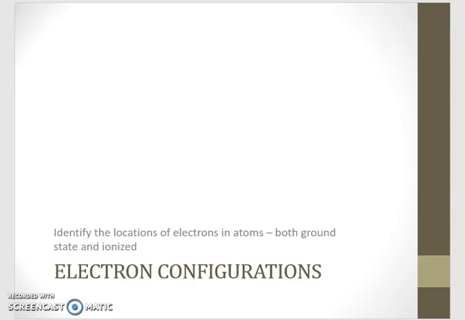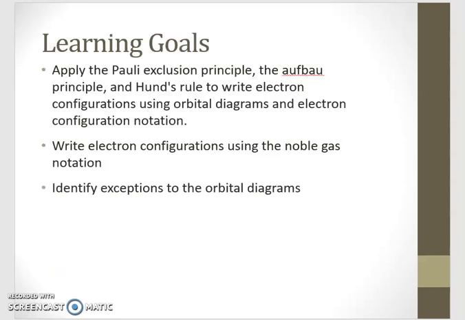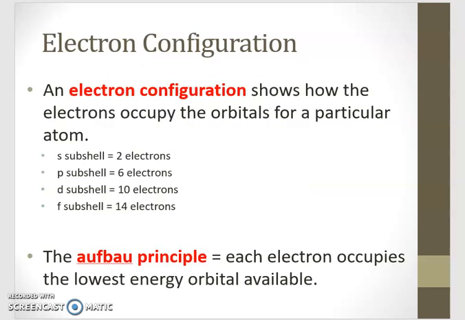Alright, so let's take a look at and summarize some information about making electron configurations. We will take a look at the Pauli exclusion principle, the Aufbau principle, and Hund's rule in writing electron configurations, and we'll write electron configurations using the noble gas notation, and we'll identify exceptions to the orbital diagrams and electron configurations. An electron configuration will show how the electrons occupy the orbitals around an atom and around the nucleus.